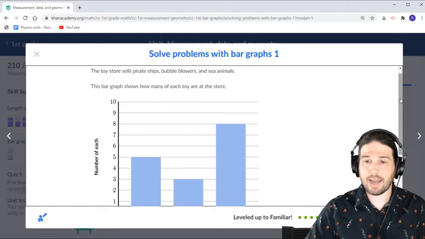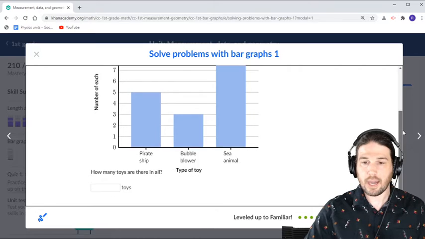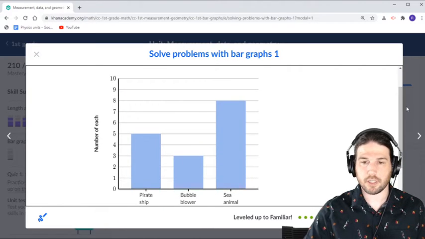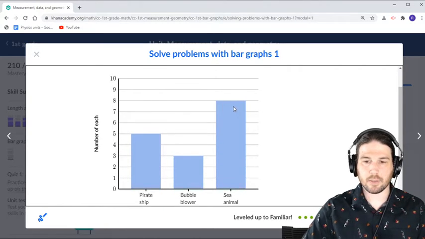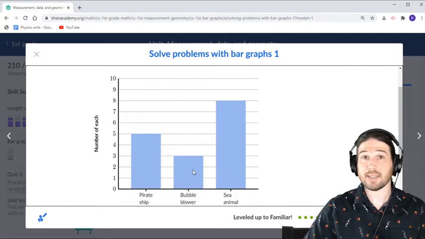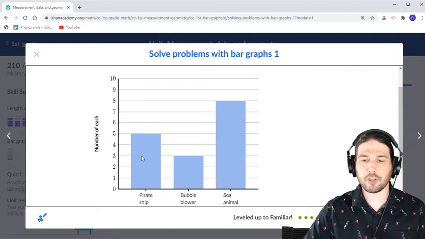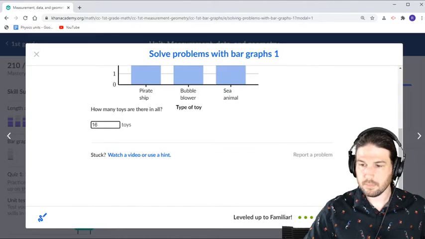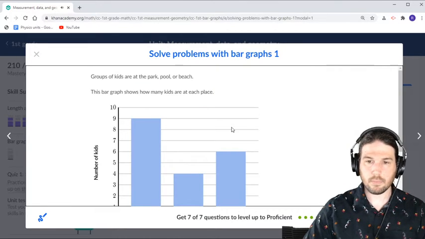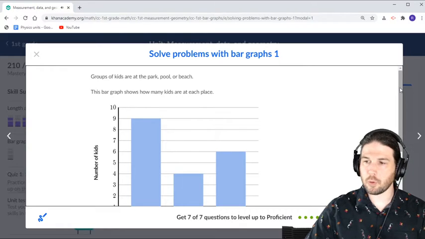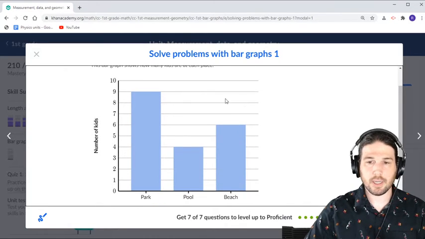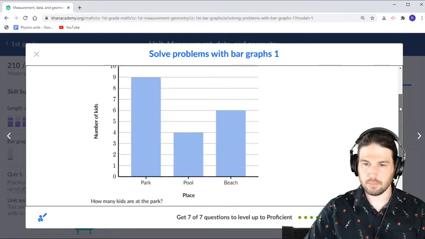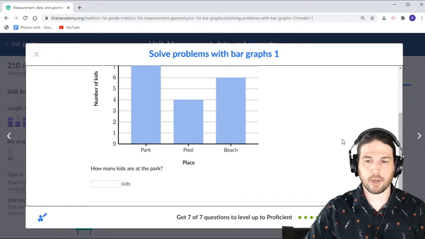All right, so we have some toys. How many toys are there in all? So we're just going to total them all up. 8 sea animals and 3 bubble blowers is 11, and 5 pirate ships is 16 total. We have park, pool, and beach, where the kids are. There are 9 at the park. There are 4 at the pool. There are 6 at the beach. How many are there at the park? 9.